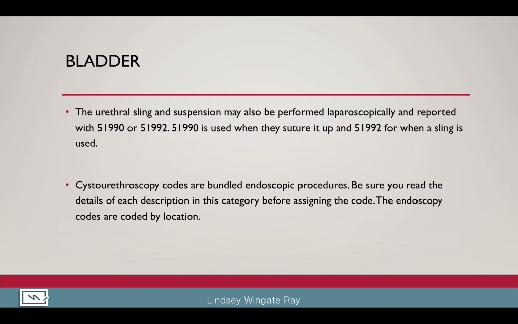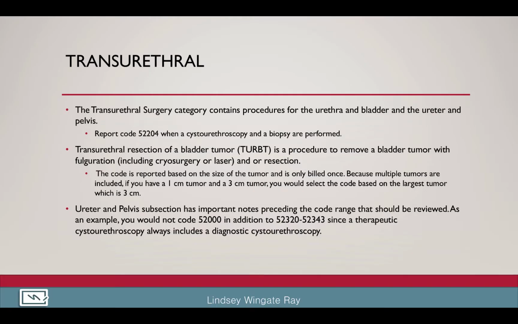Cystourethroscopy codes are bundled endoscopic procedures. Be sure to read the details of each description in this category before assigning the code. The endoscopy codes are coded by location. Now turn to the transurethral section. The transurethral surgery category contains procedures for the urethra and bladder and the ureter and pelvis.